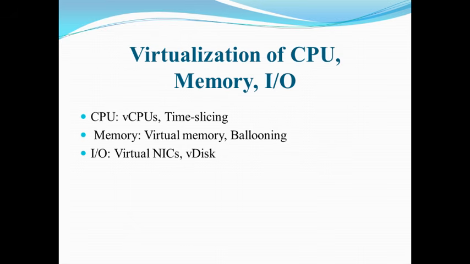Virtualization of CPU, memory, and input-output. These are the three key resources that virtualization must handle. In CPU, vCPUs and time slicing are used. In memory, virtual memory mapping and ballooning are used. Coming to input-output devices, virtual NICs and vDisks are used. All are managed by the hypervisor to ensure performance and isolation among the VMs.